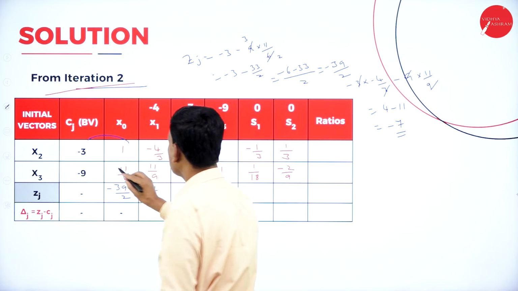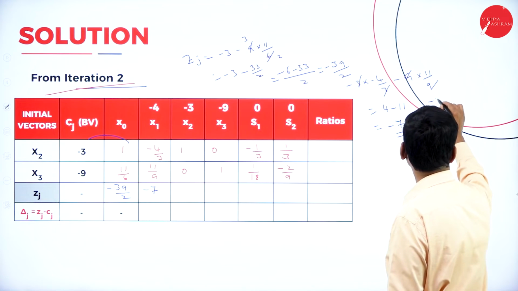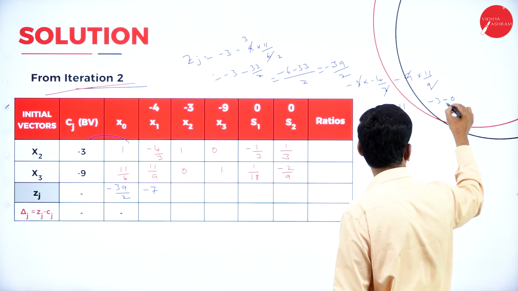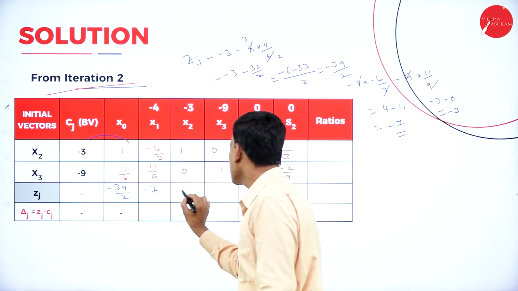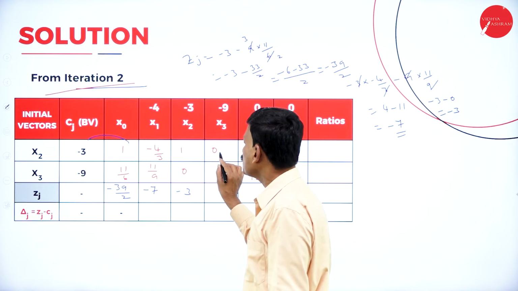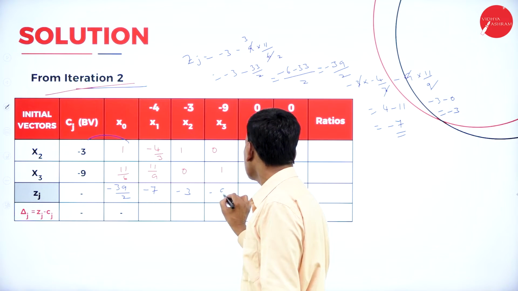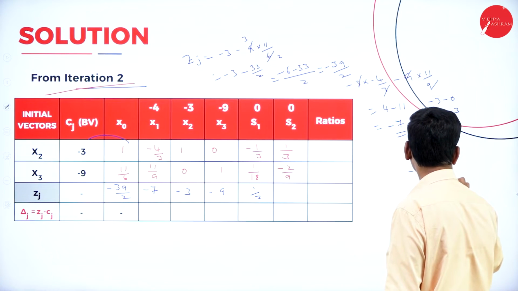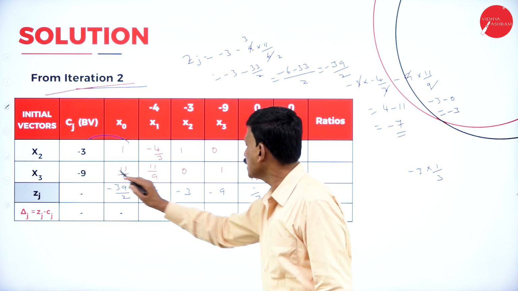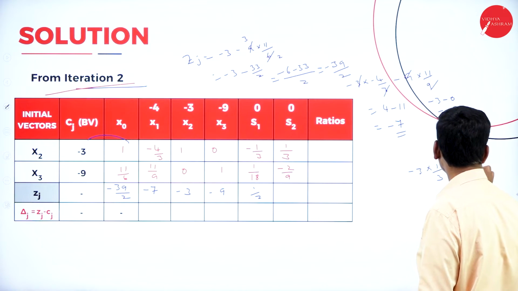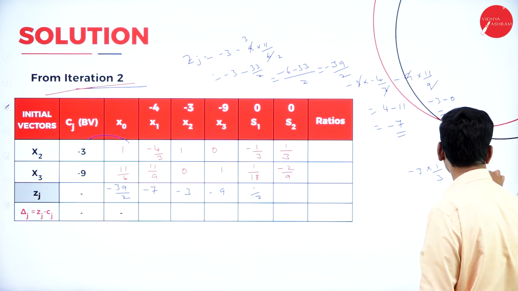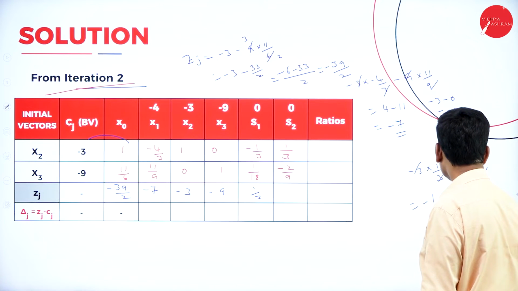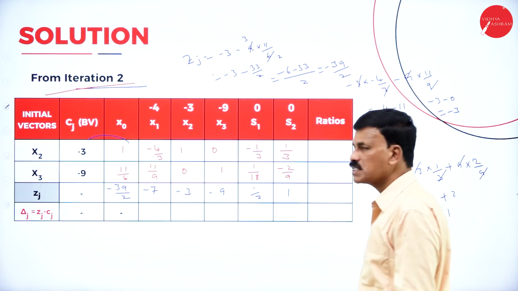Now let us come to the next value. Minus 1 into 3 is minus 3, plus 0, that's equal to minus 3. This is minus 3. Again minus 1 into 0 is 0, minus 1 into 9 is minus 9. Minus 3 into 1 by 3, again minus into minus plus 9 into 2 by 9. So 9 9 gets cancelled, 3 3 gets cancelled, minus 1 plus 2 is 1. Here this is plus 1.